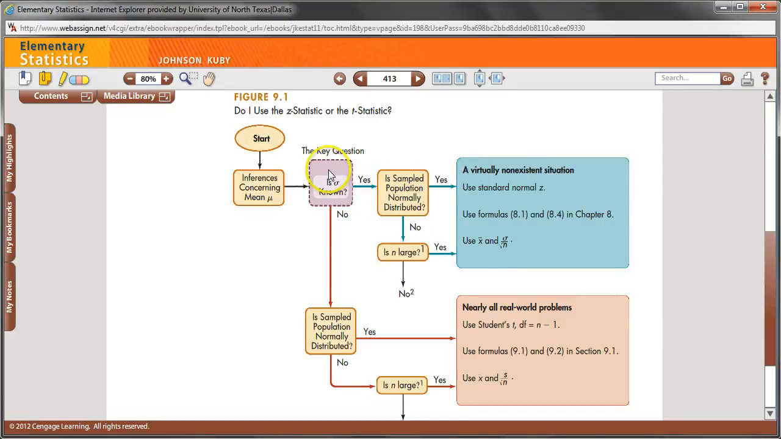Now, what if the sigma value is unknown? Assuming the population is normally distributed, we can use a similar method where the standard error is s over square root of n instead of sigma over square root of n, and we use t-curve instead of z-curve. Now, what is the so-called t-curve? Let me show you.